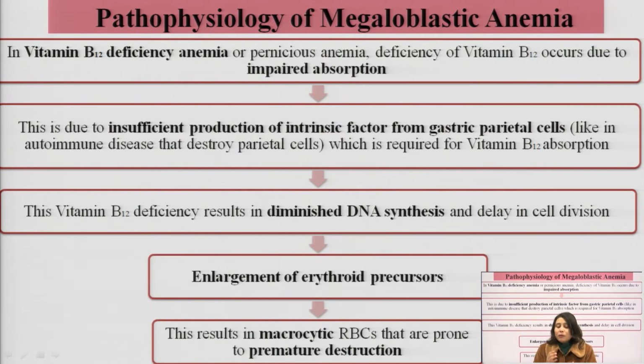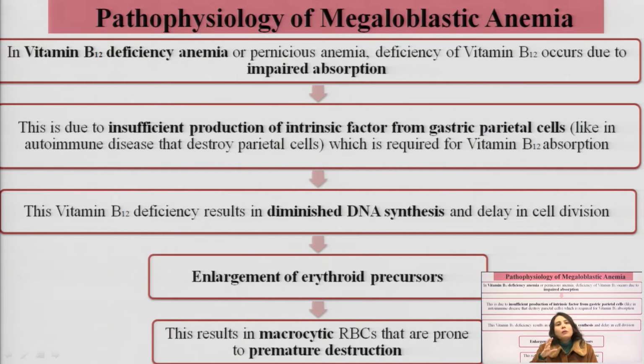Now when there is diminished DNA synthesis, DNA synthesis is occurring at a very slow rate. At that time there is delay in cell division. When there is delay in cell division, the RBCs keep on increasing in size, waiting for cell division. But because there is delay in DNA synthesis, they keep on increasing in size, and that is why they appear macrocytic. Large RBCs are produced in vitamin B12 deficiency.